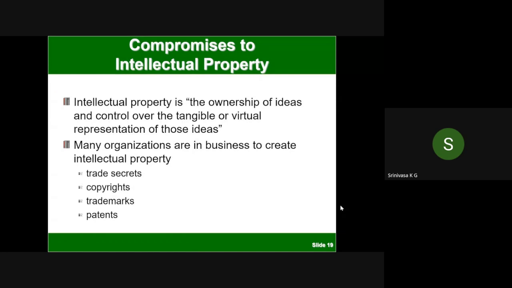Now, how do data breaches or lapses in protection compromise our intellectual property? As we know, IP is the ownership of ideas and the control over a tangible or virtual representation of those ideas. Many organizations in business create IP. It may be a trade secret, a copyright, a trademark, or a patent.